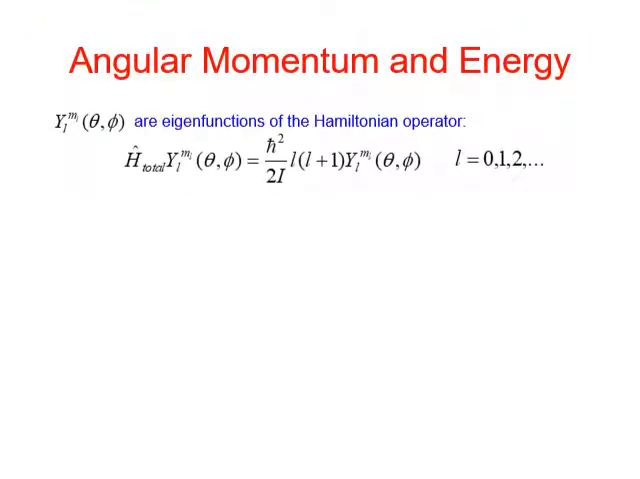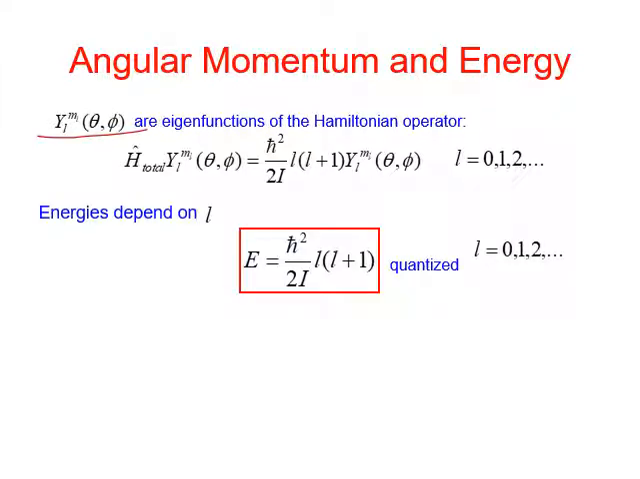We have seen a few examples of wave functions of the rigid rotor, which are the eigenfunctions of the Hamiltonian operator. But what about the eigenvalues? Eigenvalues are the allowed energies, and here are the allowed energies. It's interesting to see that the wave function is determined by two quantum numbers, l and m, but the energy is determined only by quantum number l.